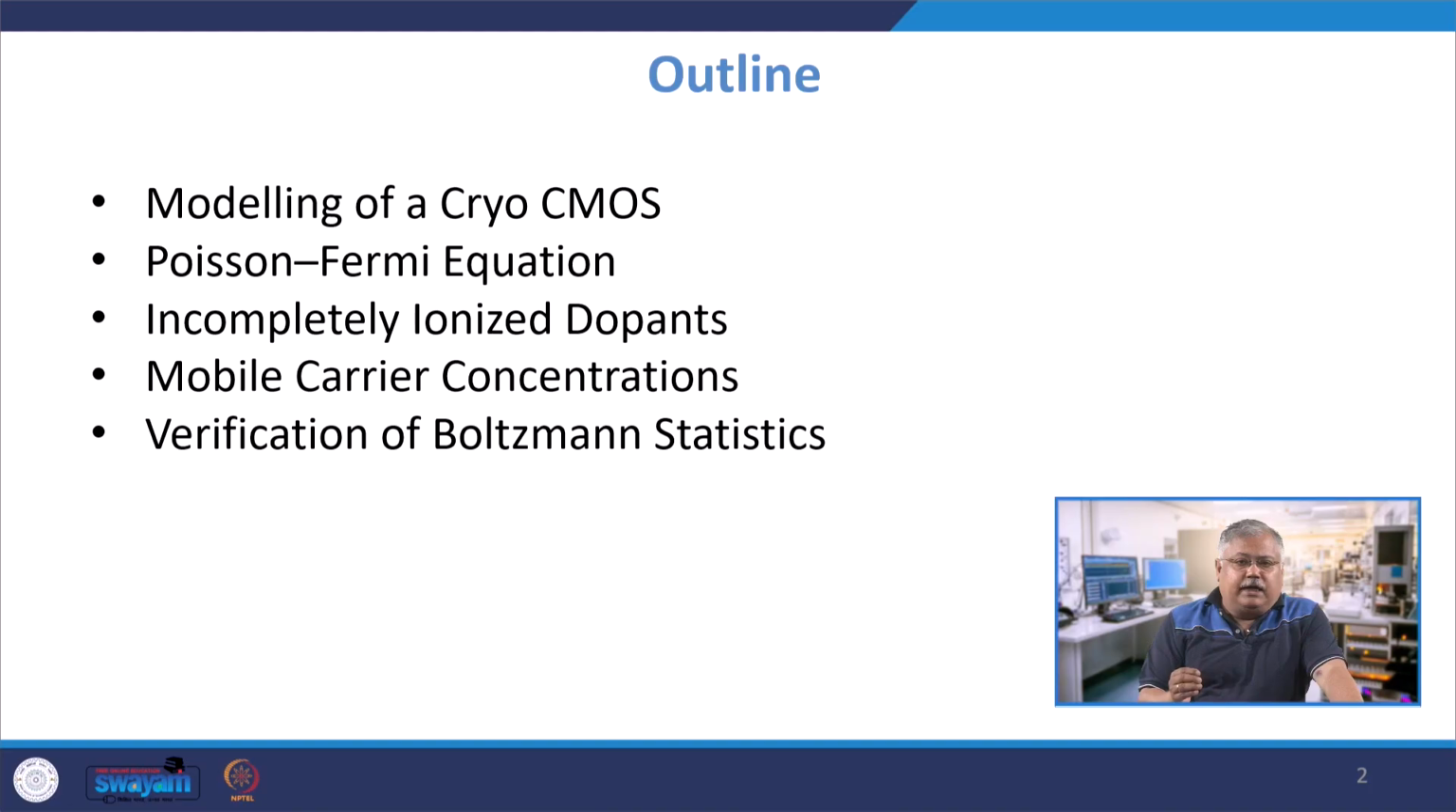So, with this, the outline of the talk will be: we need to model the Cryo-CMOS, within which we need to learn what is a Poisson equation and what is a Poisson-Fermi equation as related to cryogenics. We have already studied incompletely ionized dopant contribution to the Fermi level. We will carry it forward and explain how it influences the Poisson equation solutions. Also, we will be looking into the mobile carrier concentration, the meaning of that, and then verification of the Boltzmann statistics and how it is different from the Fermi statistics as we know it.